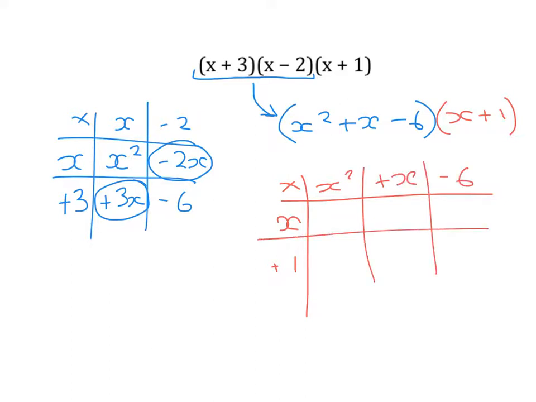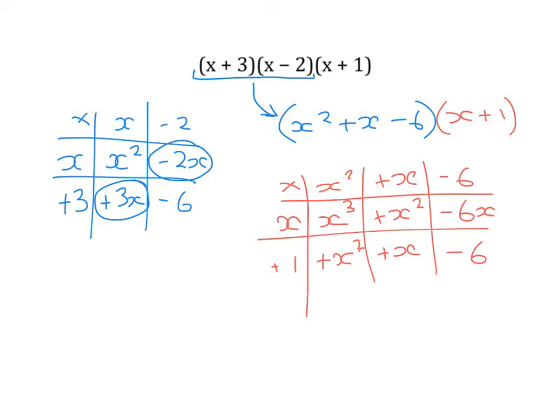So x times x squared is x cubed. Positive x times x is positive x squared. Negative 6 times x is negative 6x. Positive 1 times x squared is positive 1x squared, or just x squared. Positive 1 times positive x is positive x. And positive 1 times negative 6 is negative 6.